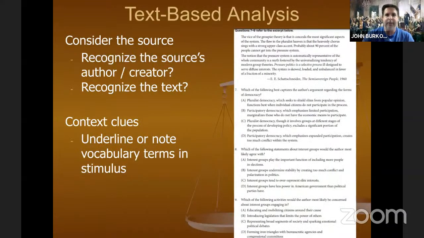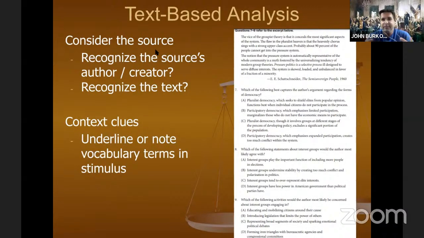Text-based analysis. When it comes to text-based analysis, you're going to get a primary or secondary source. One of the strategies is to go to the source and recognize the source's author or creator. It's great if it's somebody like Alexander Hamilton. It's like, oh, Hamilton, I know exactly where this is coming from. Of course, what we have here is E.E. Schattschneider. Who? Just so you know, he is a pretty legit political scientist.